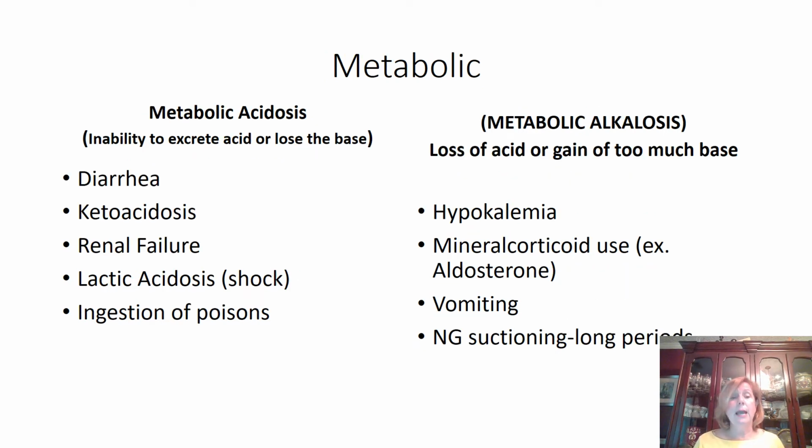Looking at metabolic acidosis, that's an inability to excrete acid or a loss of base. So diarrhea, for example, the stool is an alkalotic substance in the body. If you're losing too much of it, the acid is increasing in the body and the base is being lost. So that will cause an acidosis. And there's several other examples there. Also with metabolic alkalosis, the exact opposite, loss of acid or gain of too much base. So for instance, with vomiting or NG suctioning, the patient is losing the stomach acid and therefore the base is becoming too elevated for that environment and it is causing an alkalotic state.